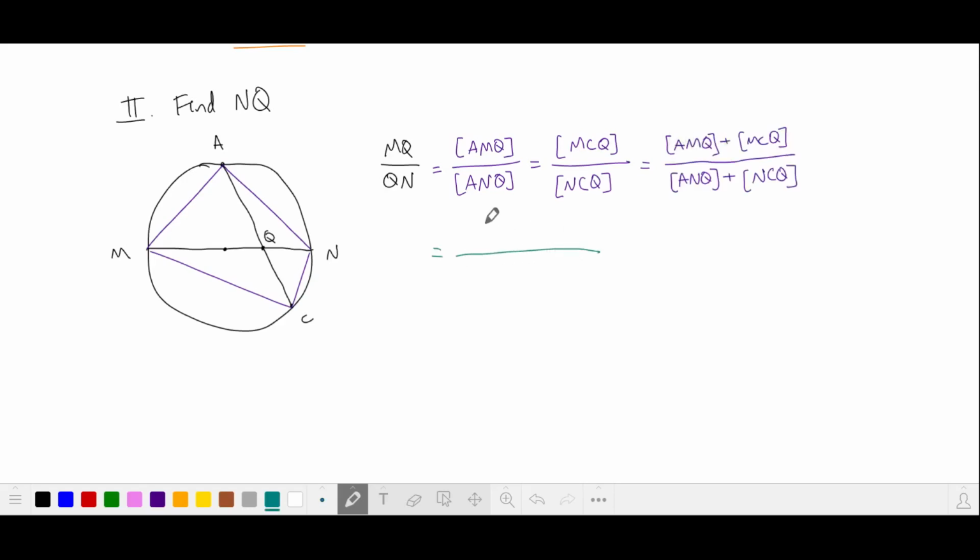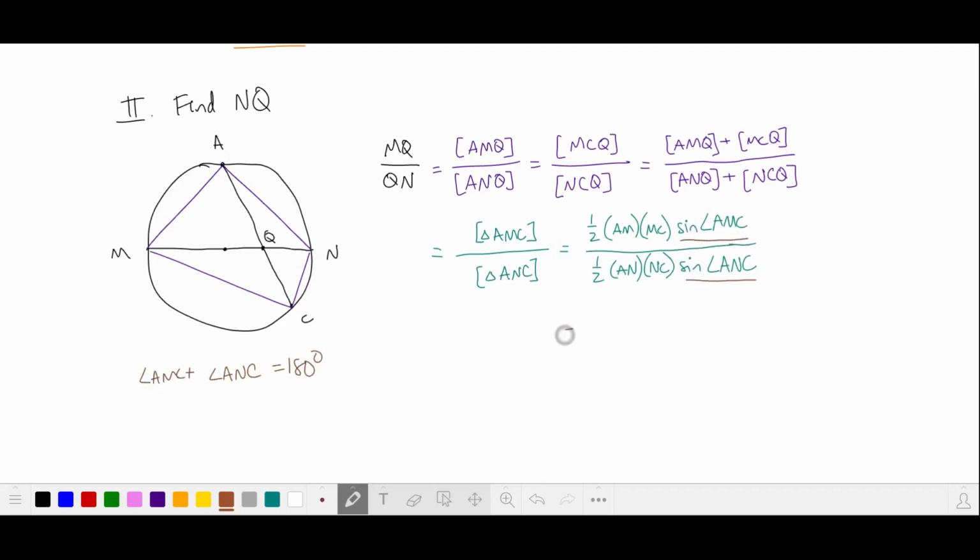The numerator is the area of the triangle on the left-hand side, AMC, and the denominator is the area of the triangle on the right-hand side, ANC. And we'll use our sine formula for the area of a triangle. We have another cyclic quad here, so these angles AMC and ANC sum to 180 degrees, so they're going to have the same sine. So we can cancel out these factors, leaving AM, MC, AN, and NC. Since A is the midpoint of this arc, these two distances AM and AN are the same, so they cancel out. And we're left with MQ over QN is MC over NC.